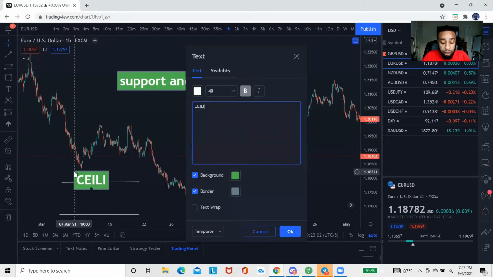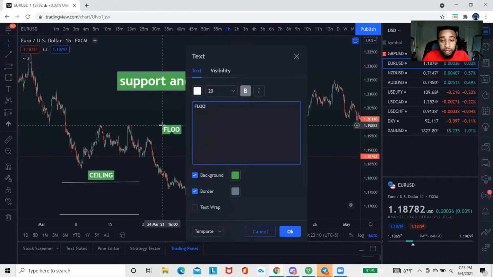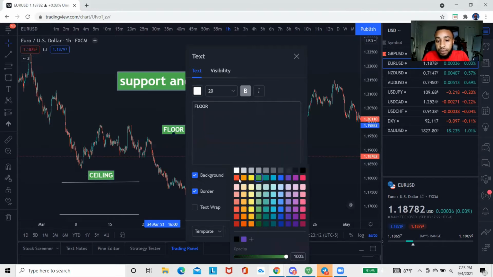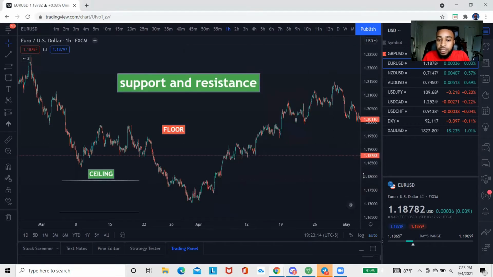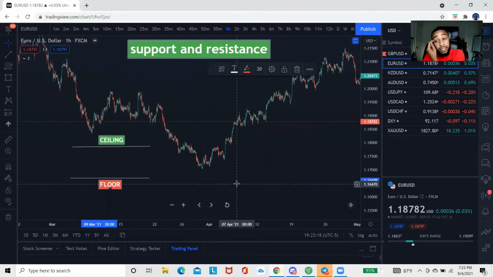So you have a ceiling, make that a little bit smaller, and then you have a floor. We'll make the floor red. You have a ceiling and you have a floor. Now, the biggest thing that you guys want to understand with the ceiling and the floor is, what am I actually looking for when I see these?